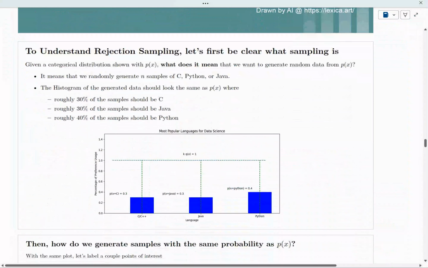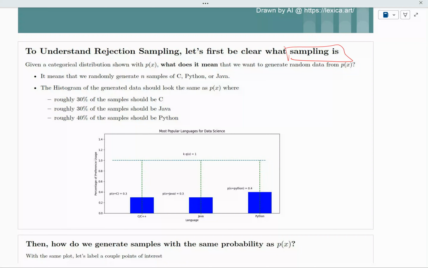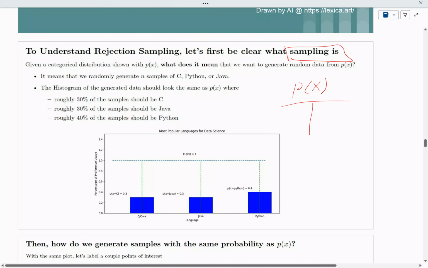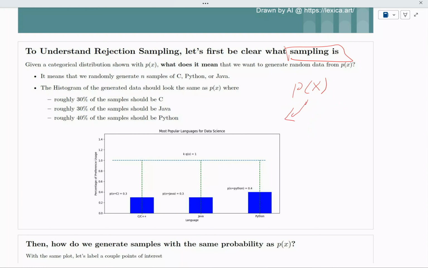rejection sampling, let's be really clear on what sampling is. Let's say we have a categorical distribution that looks something like this. And let's say we don't have the data, so we don't know the histogram. Instead, what we have is a distribution. Basically, all we have is an equation. And we would like to generate data out of this equation. And then when we plot the histogram, ideally, we will want 40%, 30%, 30%, right?